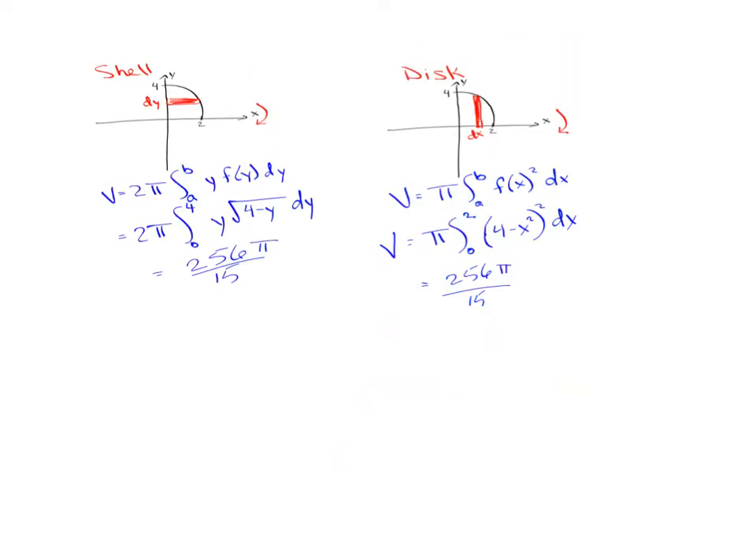This next example, I'm not going to spend a lot of time talking about. I will literally just point at a couple things. We take the same equation, y equals 4 minus x squared, and instead, this time, we're revolving around the x-axis using both the shell and the disk method.